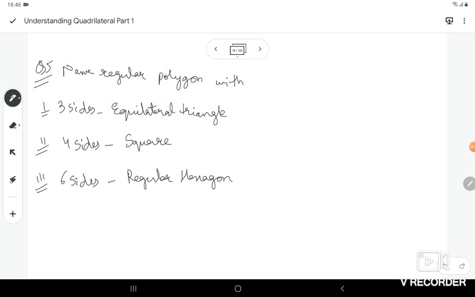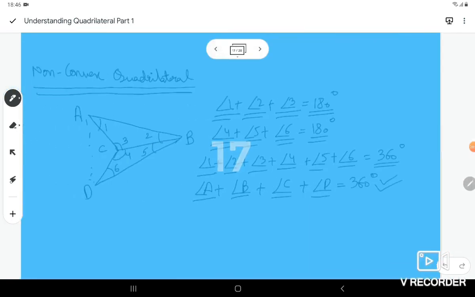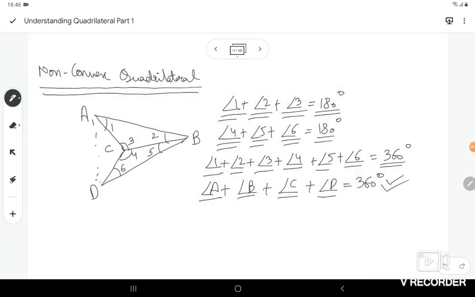So we can clearly see that whether it's a concave or convex quadrilateral, the angle sum property holds true, and the sum of the interior angles of a quadrilateral is always equal to 360 degrees.